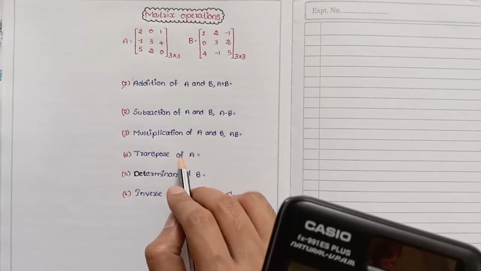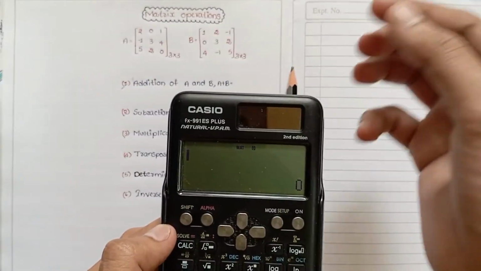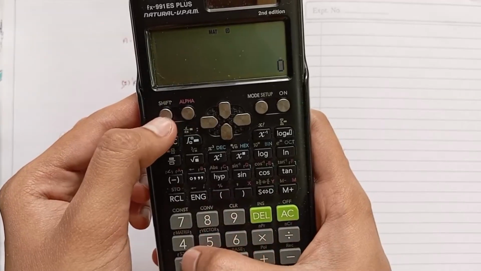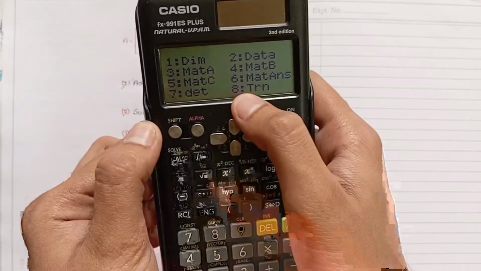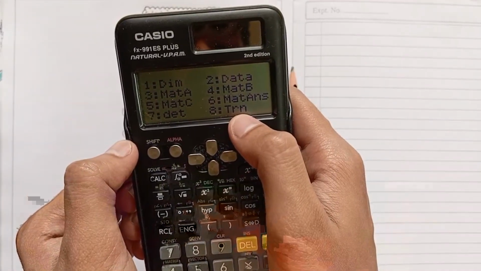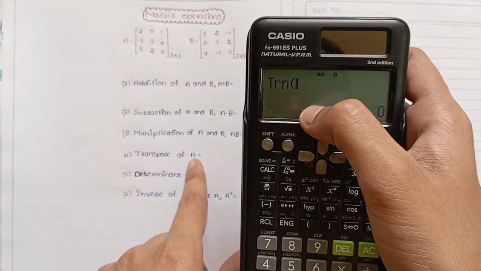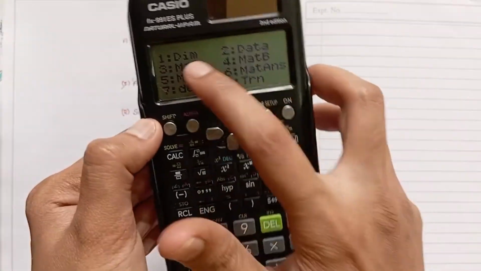Next one is transpose of A. Transpose means interchanging of rows and columns. We will perform transpose of matrix A. Now what we have to do, again press shift 4. Here we see TRN, which is nothing but transpose. Okay, so press 8. For which matrix we have to transpose? Matrix A, again shift 4, select mat A.